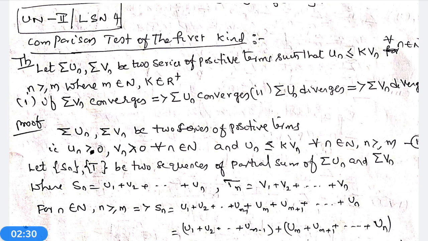This is the hypothesis given, and this inequality is valid for n greater than or equal to m. That means it cannot be valid up to m minus 1 terms, that is u1, u2, etc., u(m minus 1). For those terms, this inequality is not valid. Then this inequality, that is un less than or equal to k vn, is valid from the mth and (m plus 1)th terms onwards. Next.